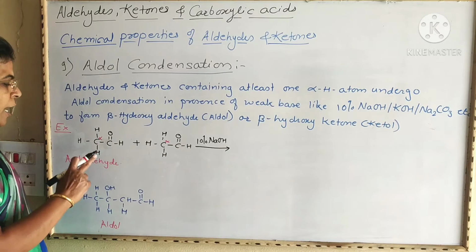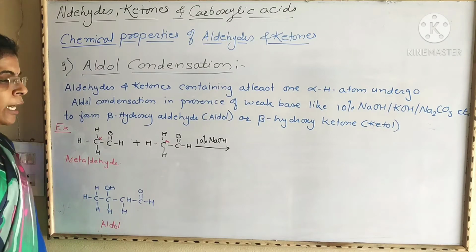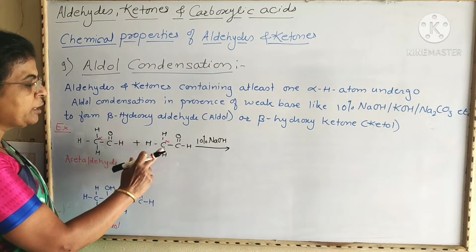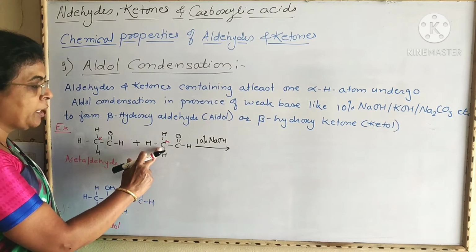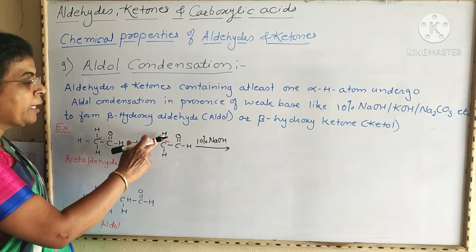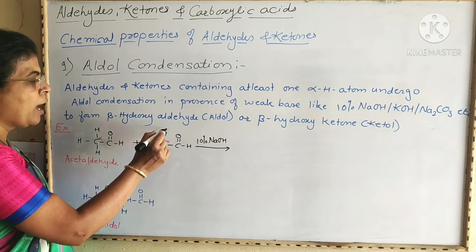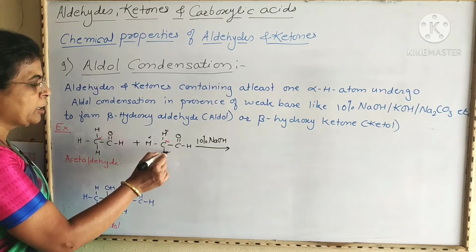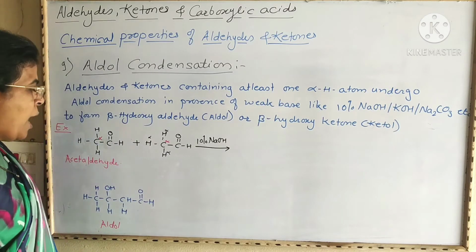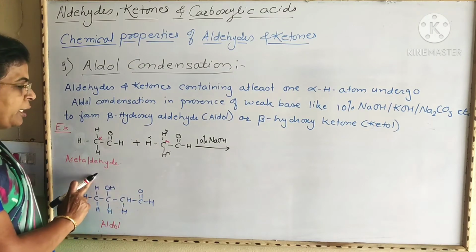This acetaldehyde possesses alpha hydrogen atom. Now we know what is meant by alpha hydrogen atom. The carbon atom which is attached to the carbonyl carbon is called alpha carbon atom, and the hydrogen atoms attached to this alpha carbon atom are called alpha hydrogen atoms. In case of acetaldehyde there are 3 alpha hydrogen atoms.